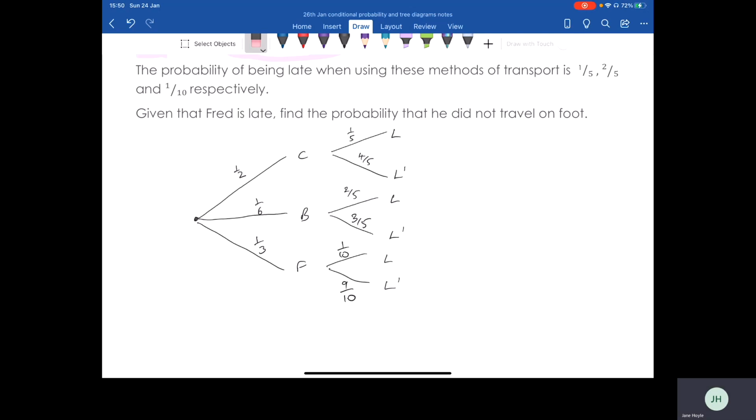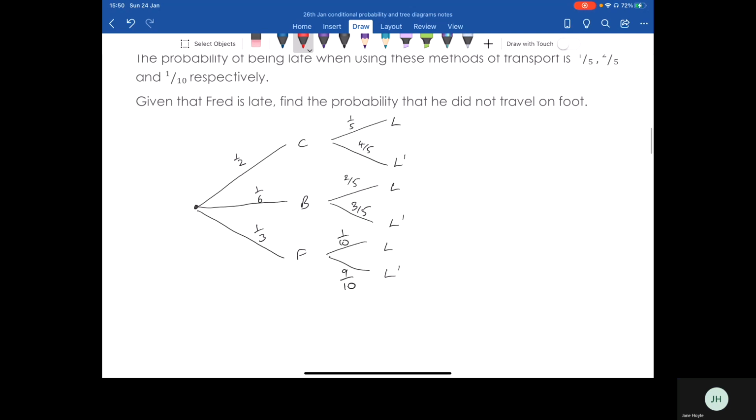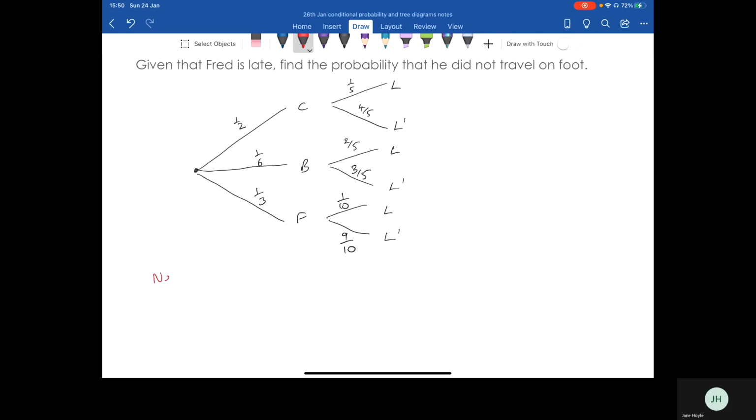Okay, so given that Fred is late, we need to find the probability that Fred did not travel on foot, given that he is late. Remember, we have to put it that way around. So did not travel on foot, that is F dash, given that he is late.